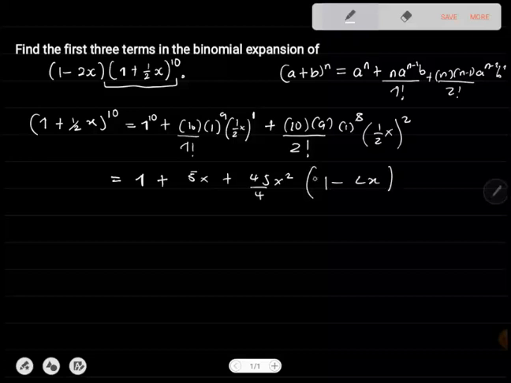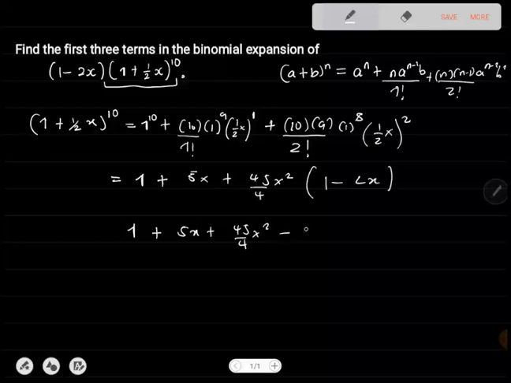So 1 times 1, you get 1. Plus 1 times 5x, you get 5x. 1 times 45 over 4, you get 45 over 4 x squared. Minus 2x times 1, you get minus 2x. Negative 2x times 5x, you get negative 10x squared. Then negative 2 times 45 over 4, you get negative 90 over 4, then x to the power 3.